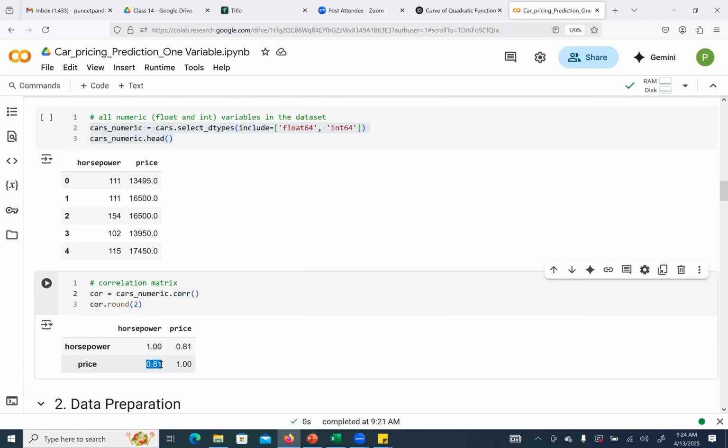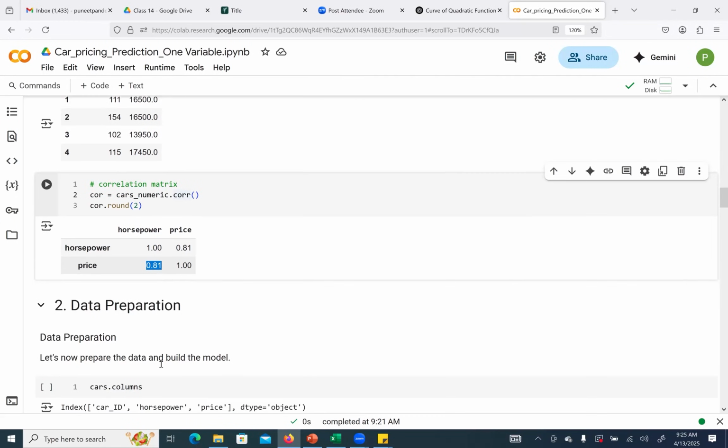Okay. So now we have a correlation value of 0.8. Is it high correlation or low correlation? It's a high, positive correlation. In general, everything above 0.7 or 0.75 is considered high. So here the correlation is high between horsepower and price. Okay, so it means that as the horsepower increases, the price will also increase.